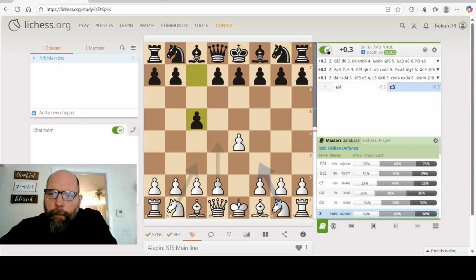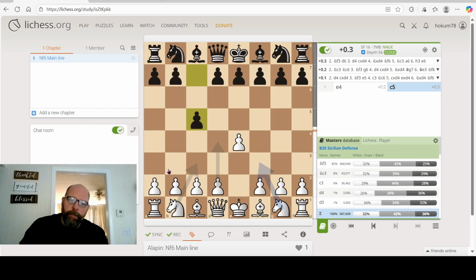Up top here, right where the green toggle switch is, is your engine. So you can cross-reference everything that you're looking at with a computer evaluation. That's a very handy tool. Again, not something that I had back in the day. Here you have the masters database, you have the Lichess database, and you have the player. The player is you or somebody else that you found on Lichess, and you'll have their games, so you can add them to the player database. But anyway, I primarily use the masters and the Lichess when I'm learning an opening.